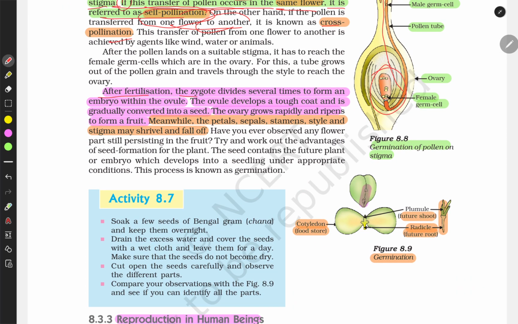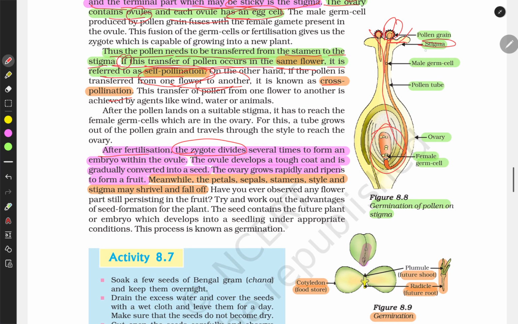After fertilization, the male and female cells fuse. After the pollen reaches here, it travels through this tube, which is called the style, and it finally fuses with the female sex cell. After fertilizing with the female sex cell, a zygote divides several times to form an embryo within the ovules. The ovules develop a tough coat and are gradually converted into seed.